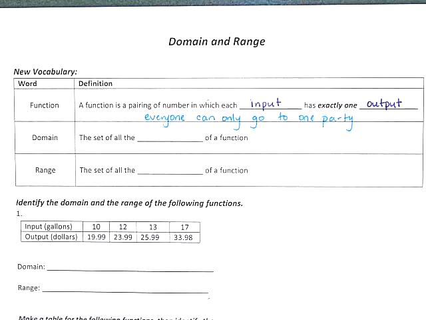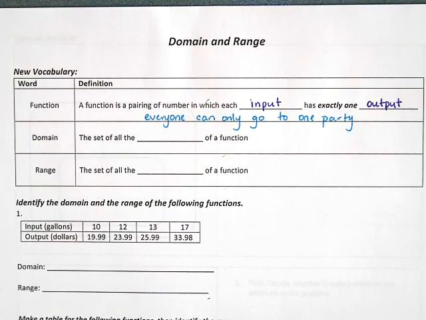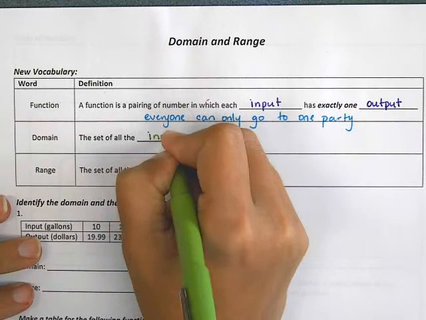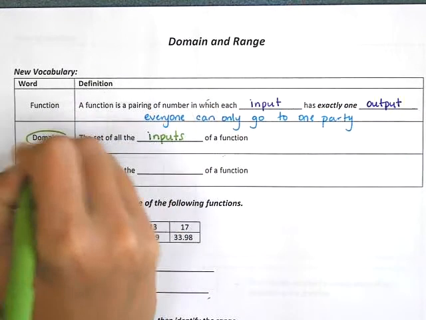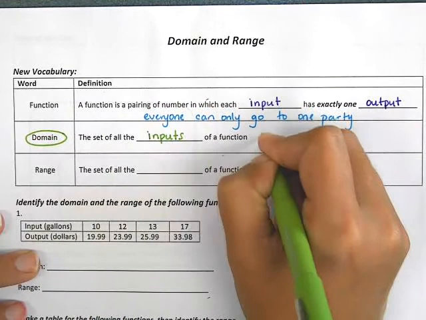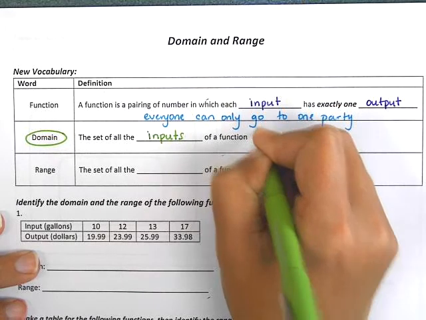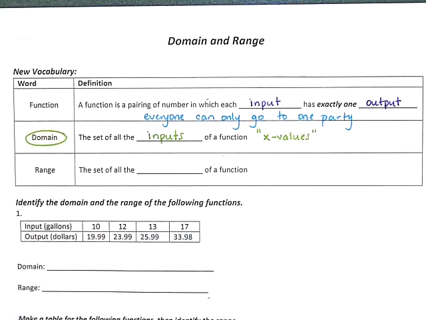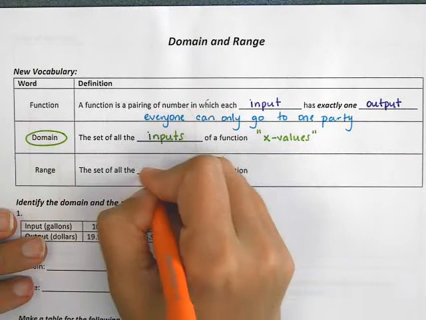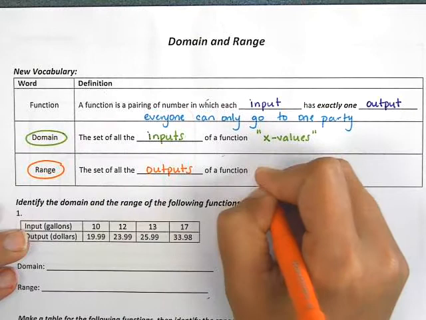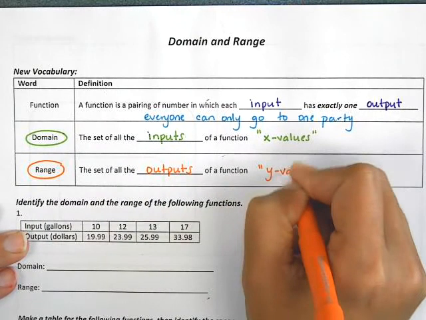Now, when we look at functions, a lot of times we are talking about the relationship between the inputs and the outputs. So we're going to give inputs and outputs some technical names. The set of all of the inputs of a function is called the domain. These are the x values. These are the numbers we're plugging in. The set of all of the outputs of a function is called the range. These are what are called the y values of a function.